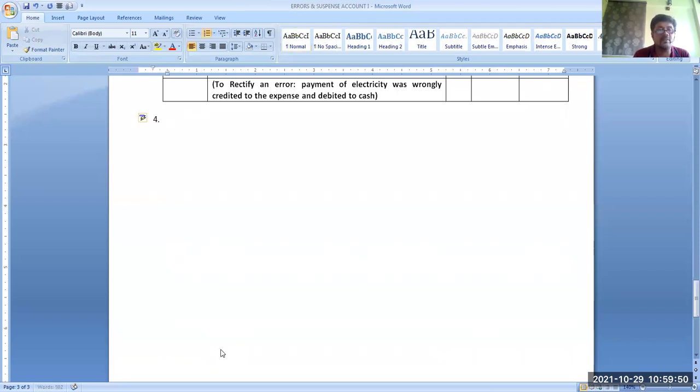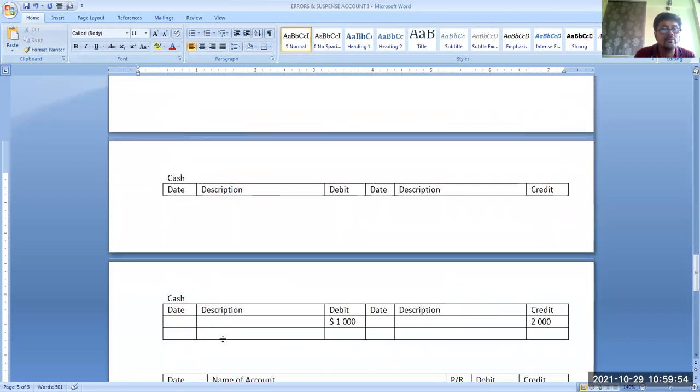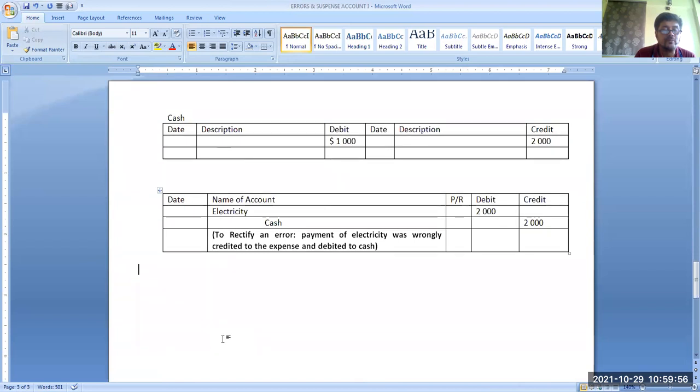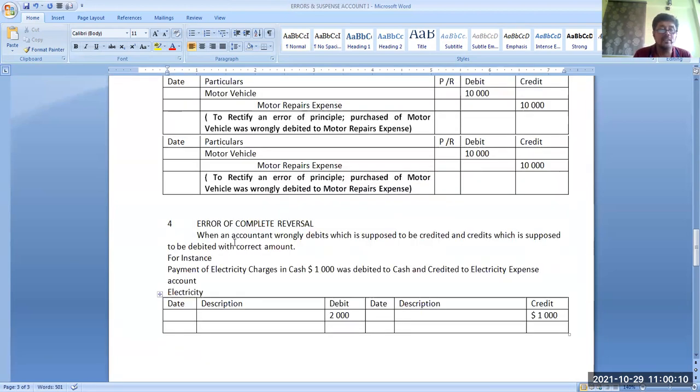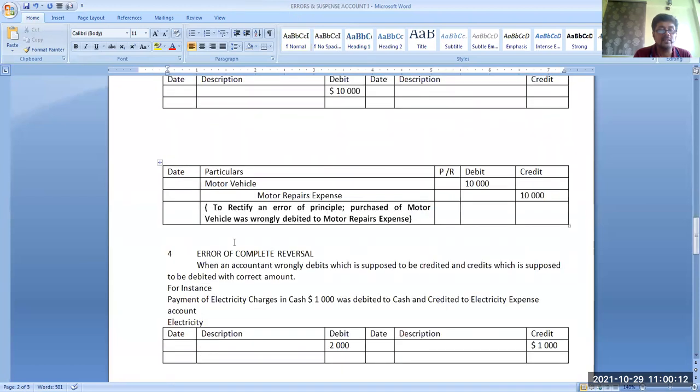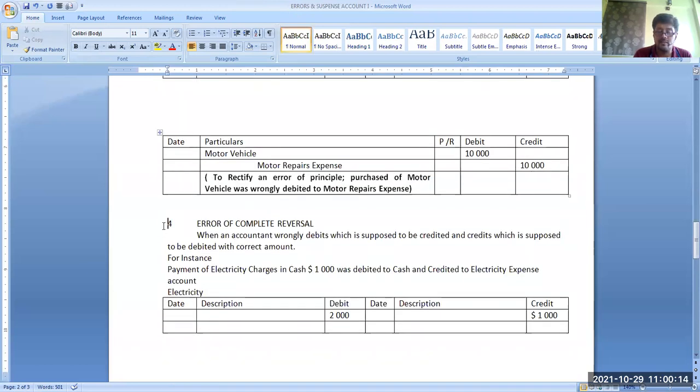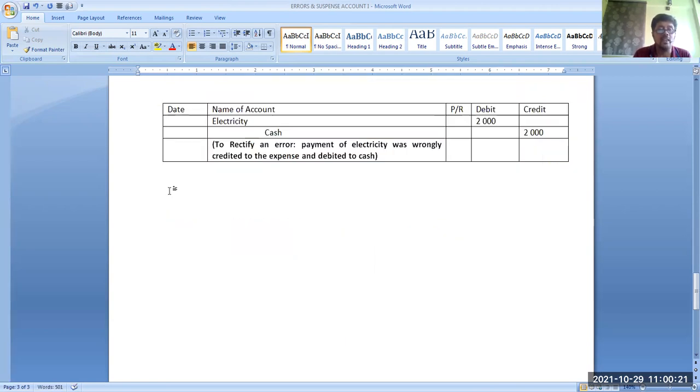It's error number five. Oh my God. It's all happening.